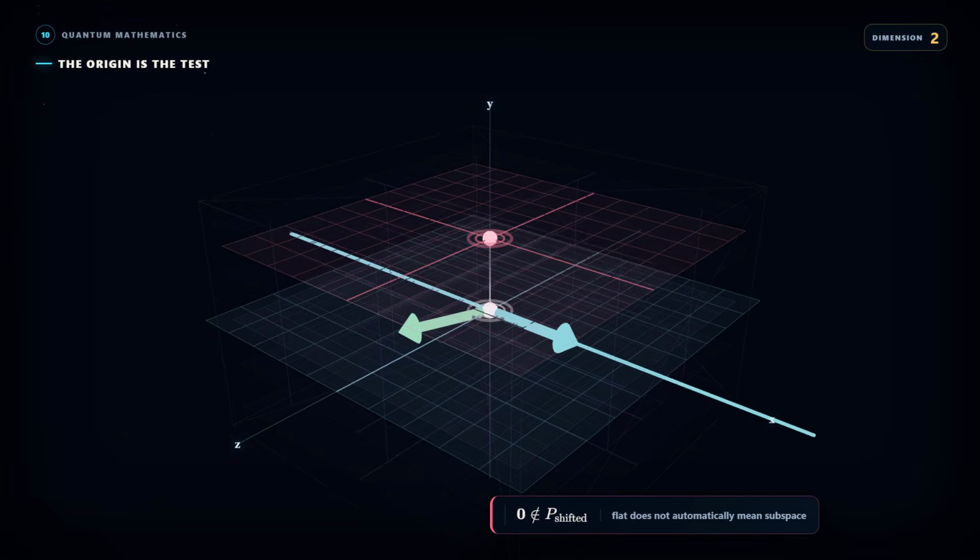The phrase, through the origin, matters. Copy the same plane and lift it upward. The shifted sheet still looks flat. It is a perfectly good geometric plane, but it is not a vector subspace. 0 is missing. Add two commands whose endpoints lie on that shifted sheet, and their sum generally lands on a different sheet. Closure fails. A subset of a vector space is not automatically a subspace.